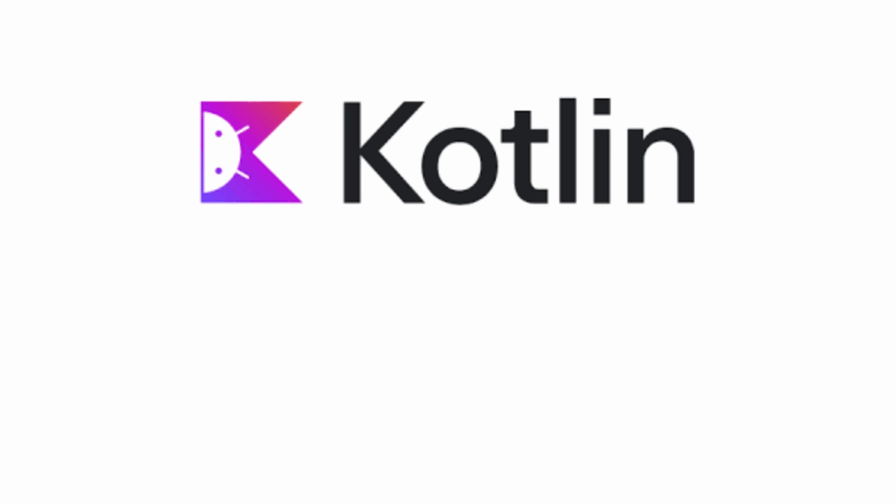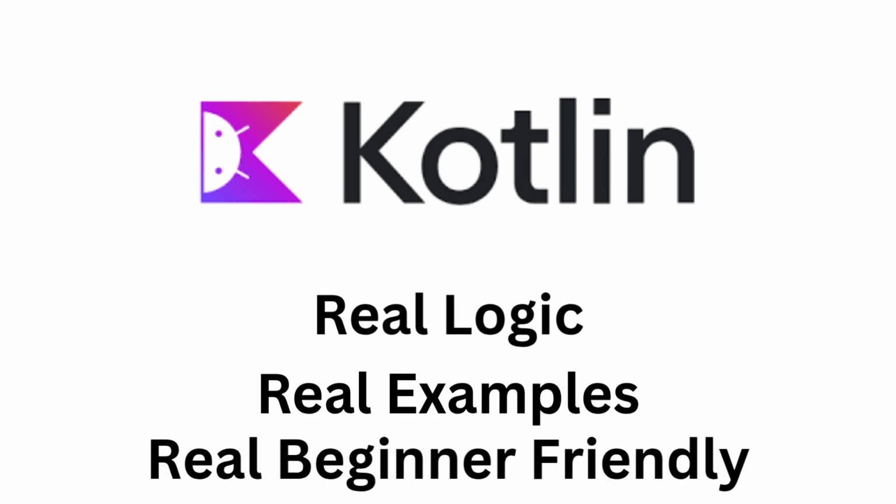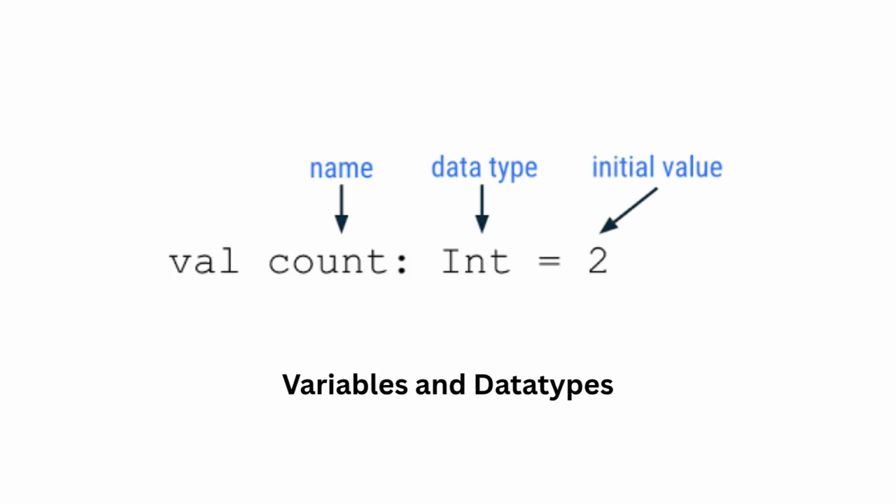In this lesson, we're going to go deeper into the Kotlin language with real logic, real examples, and very beginner-friendly explanations. In our last lesson, we mentioned that we will be using a rental management system, or if you may, a land management system, to explain the different concepts within the Kotlin language. And that is what we did in our previous lesson, where we were covering variables and data types, and it was basically how to hold different kinds of information within the Kotlin language.